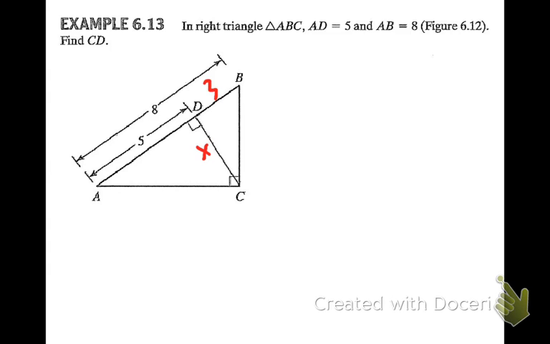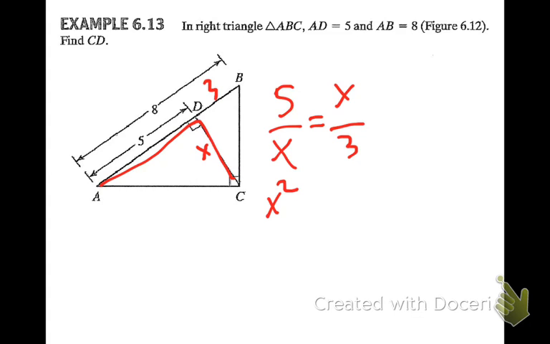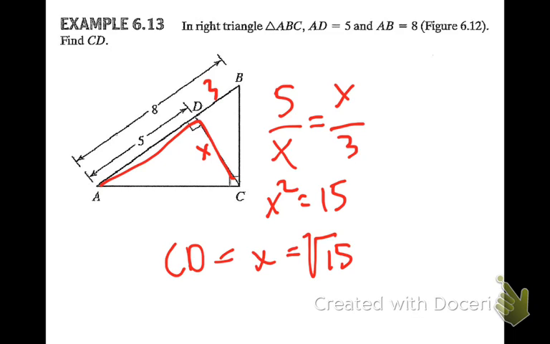Alright. Somebody set it up with the T method for me. What would my proportion be? Jatiz? Yeah. We'd say 5 is to X, 5 over X, as X is to 3. Right? And then we'd cross multiply and solve, so X squared equals 15, so X equals radical 15, and we know X is equal to CD. So I found CD. That's a way we can do the T method.